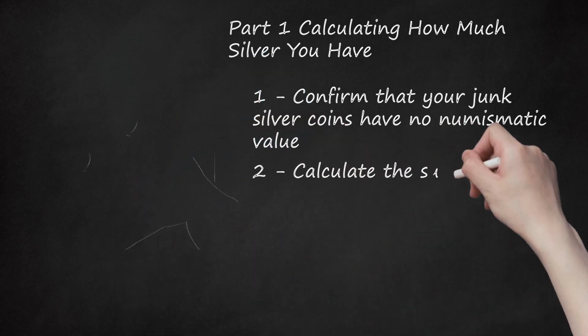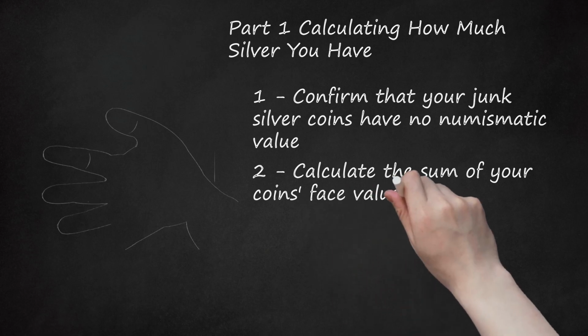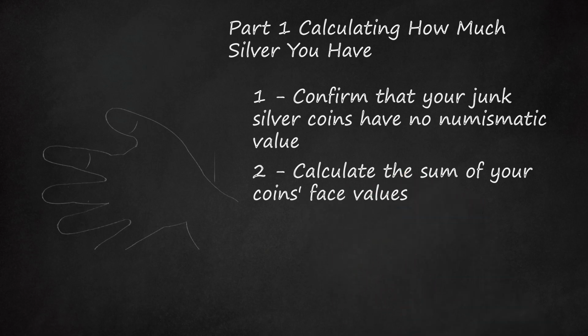2. Calculate the sum of your coins' face values. The silver content of most pre-1965 U.S. specie is proportional to its denomination. For example, a 50 cent piece has precisely double the silver content of a quarter. Therefore, the first step in determining the total silver content is to add up the face value of every coin in your collection.